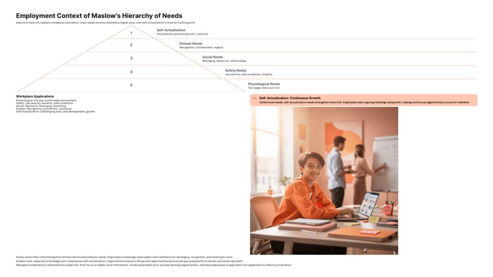Physiological needs include fair pay and a comfortable environment. Safety needs encompass job security, benefits, and safe working conditions. Social needs involve teamwork, belonging, and mentoring relationships. Esteem needs relate to recognition, promotions, and autonomy. And at the top, self-actualization involves engaging in challenging work, skill development, and personal growth.